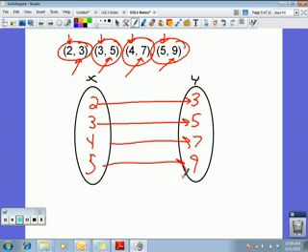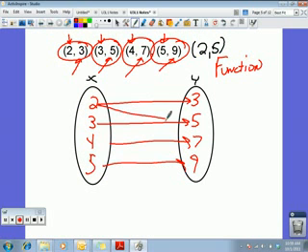Now this one is a function because each x only goes to one y. So let's look and see. Now, what can I do to make this not a function before we move on? So right now it's a function. If I added another coordinate, say 2 and 5, so that 2 goes to 5, well, then I've made it not a function. So that made it not a function.